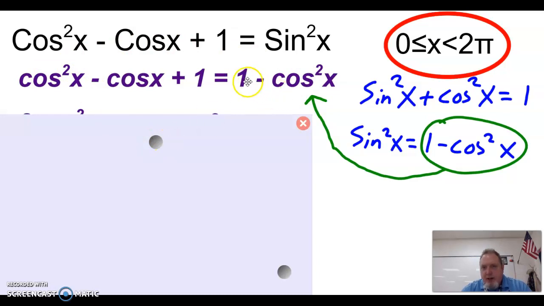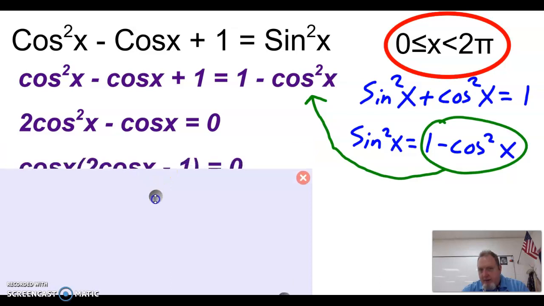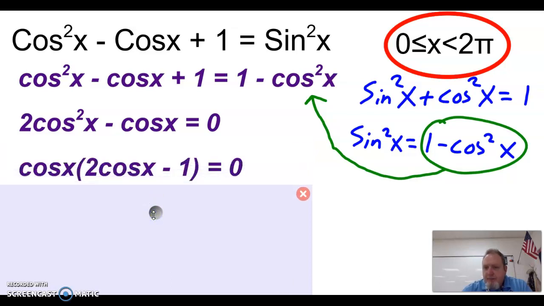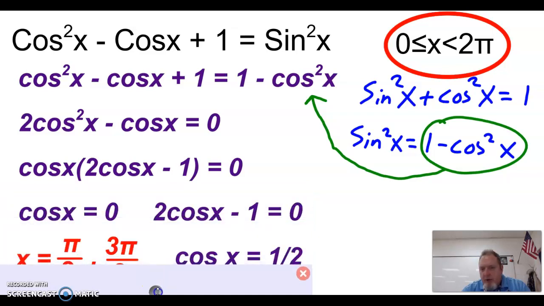So when I do that, I'm going to subtract this 1 and add cosine. These 1's are going to cancel out. I now end up with 2 cosine squared minus cosine equal to 0. Both these terms have a cosine, so I can factor cosine out. And now I have 2 factors that I can set equal to 0. So ultimately, we are looking for where does cosine equal 0 and where does cosine equal 1/2.